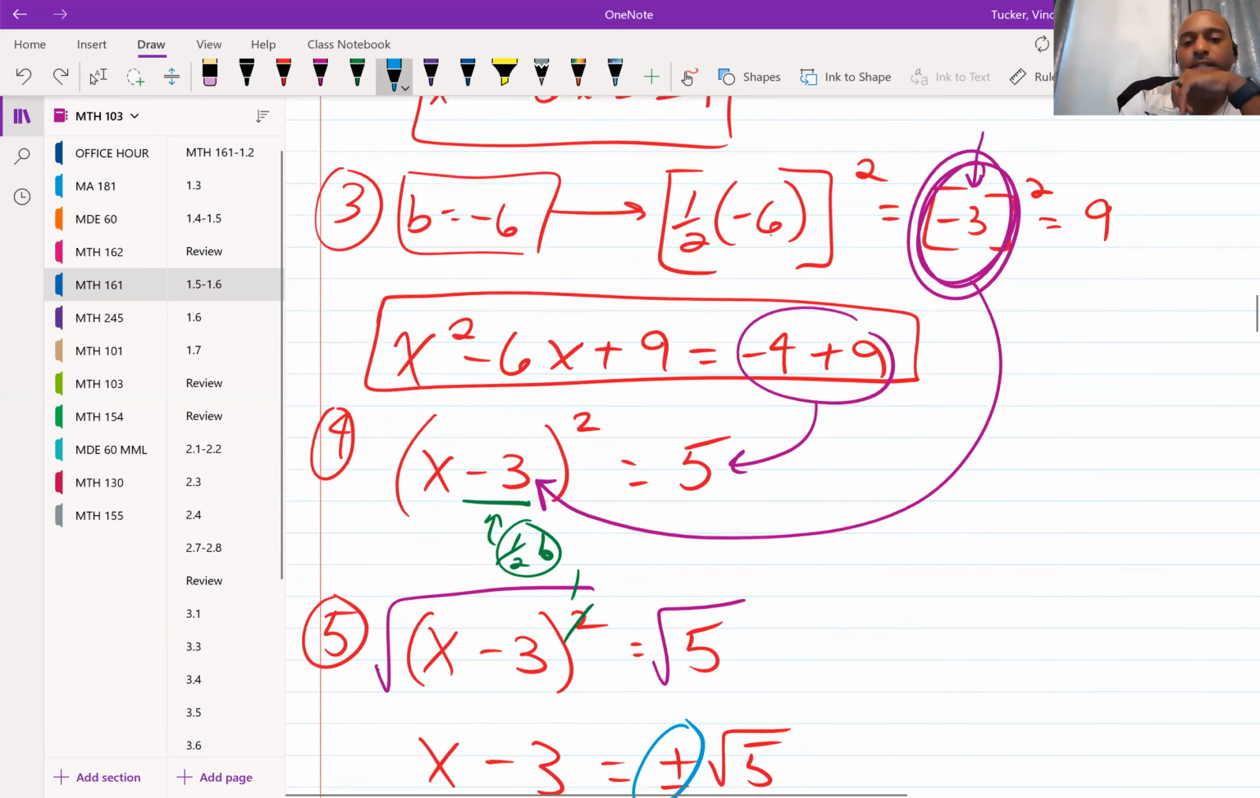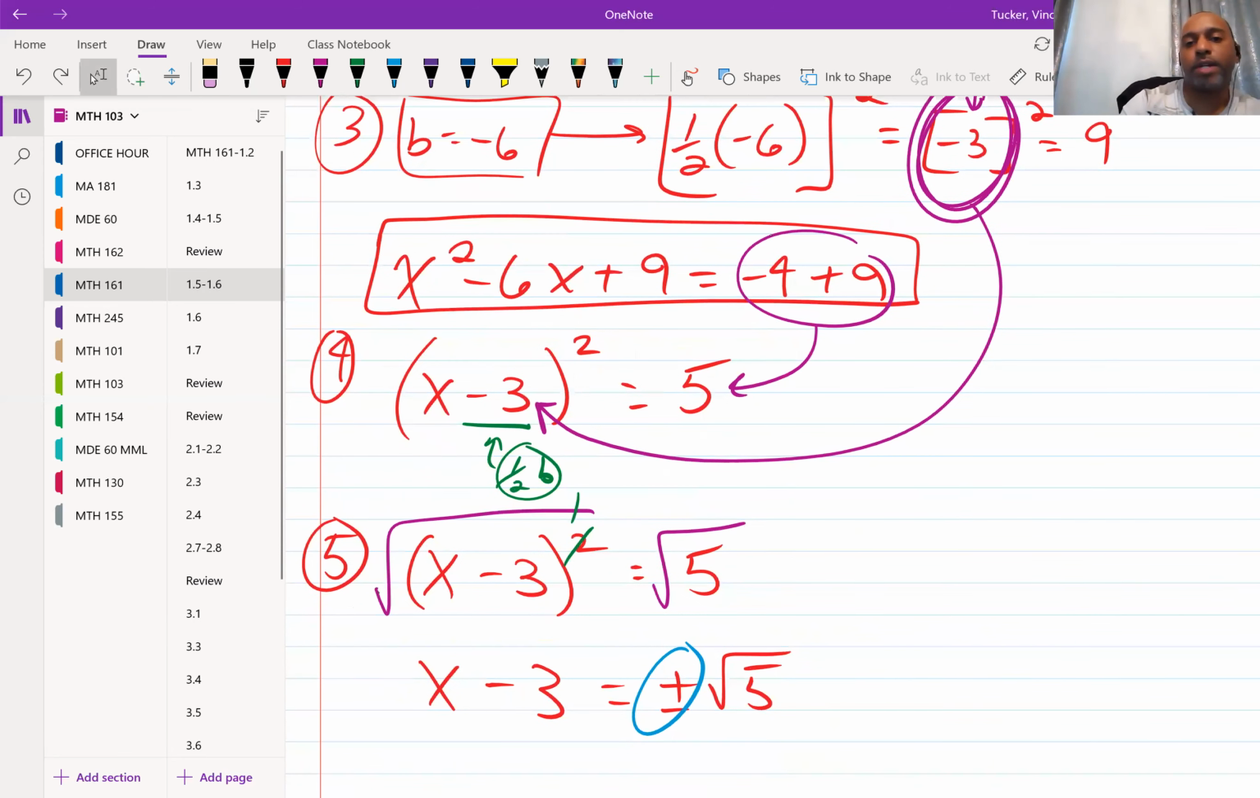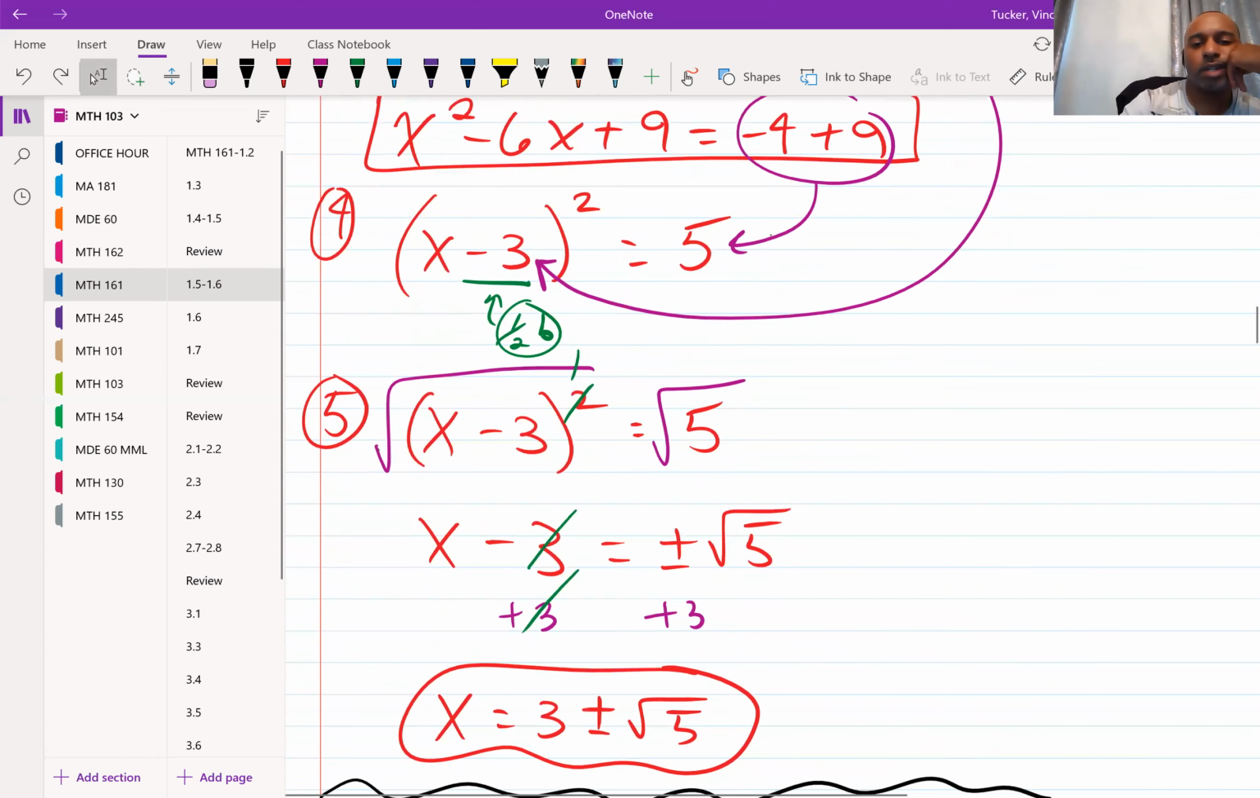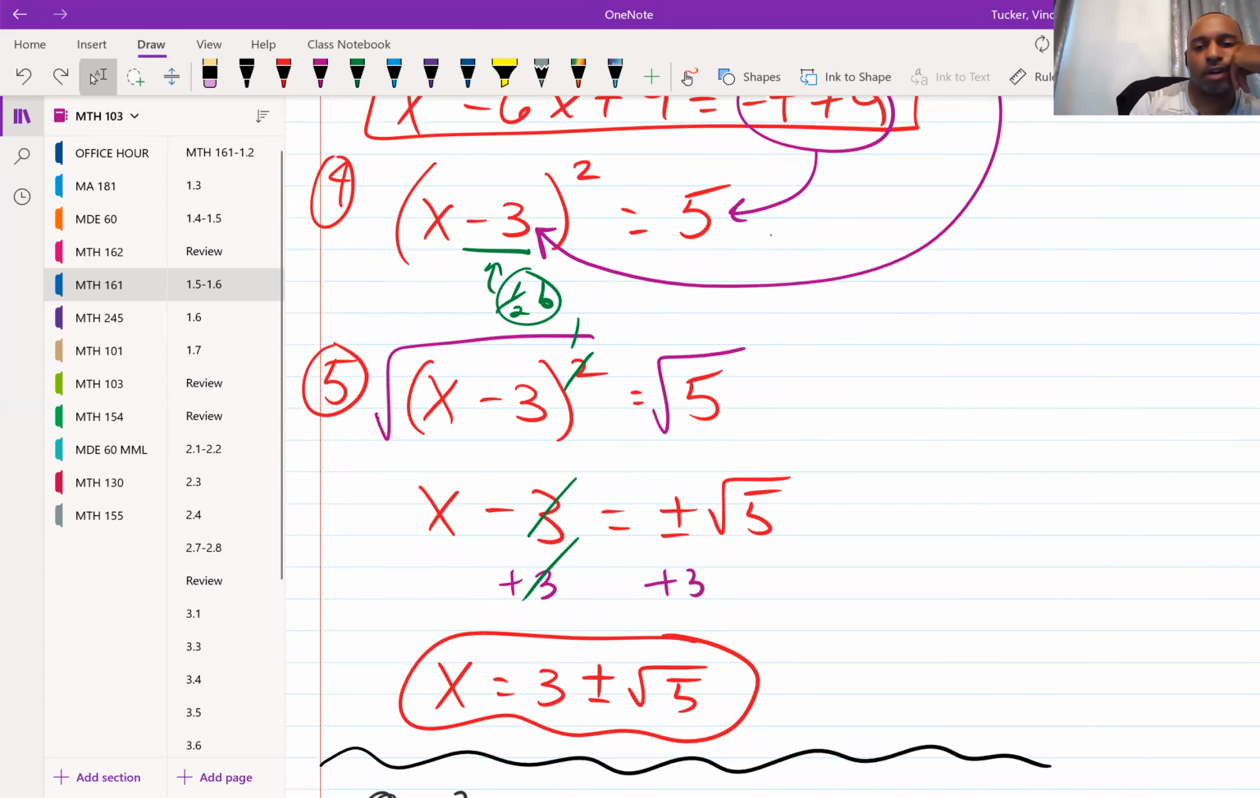Yep. But like she said, whatever you do to one side of your equation, you have to do to the other side in order to keep your equivalency. So if you add 9 to one side, you have to add 9 to the other. Okay. So now you go ahead and add 3 to both sides, and our final answer is 3 plus or minus square root of 5.